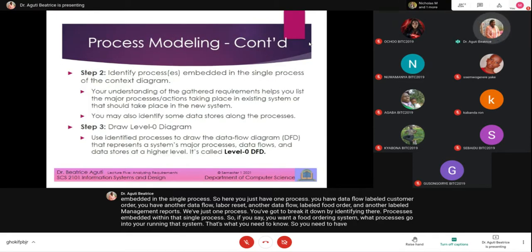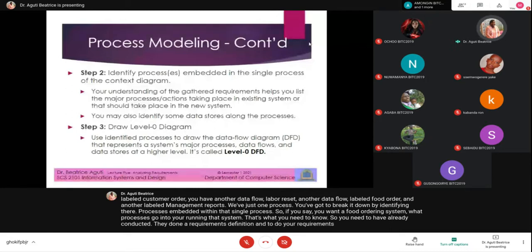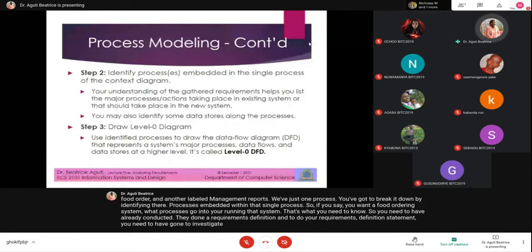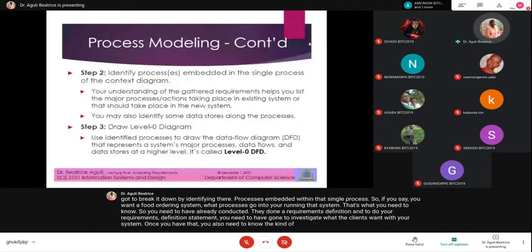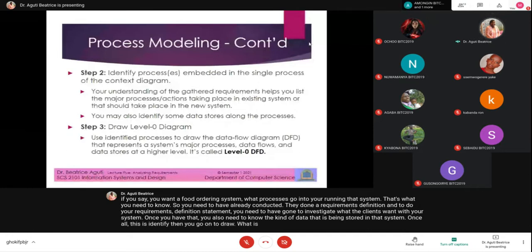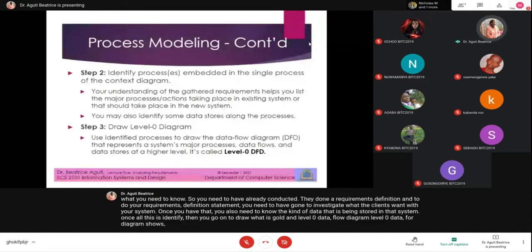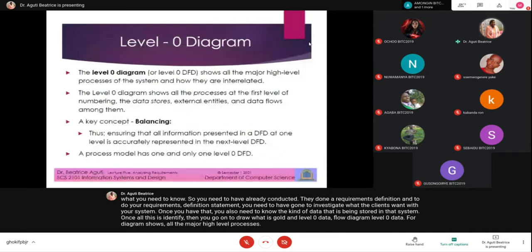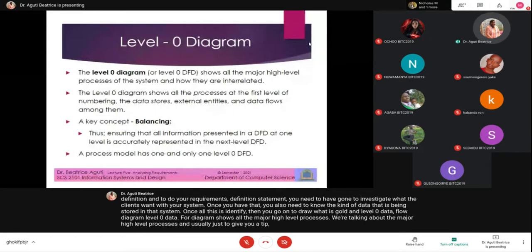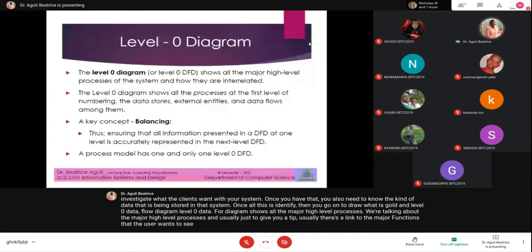So you need to have already done a requirements definition. And to do your requirements definition statement, you need to have investigated what the clients want with their system. Once you have that, you also need to know the kind of data that is being stored in that system. Once all this is identified, then you go on to draw what is called a level zero data flow diagram. Level zero data flow diagram shows all the major high-level processes. We're talking about the major high-level processes. And usually, just to give you a tip, these are linked to the major functions that the user wants to see in that system.